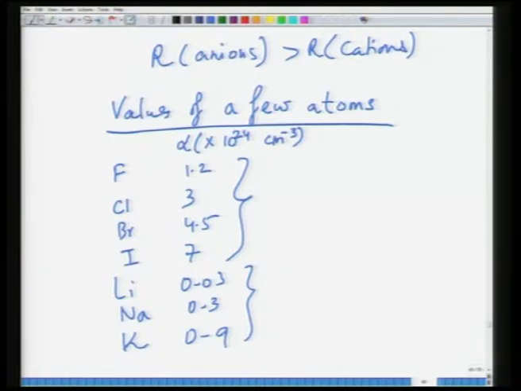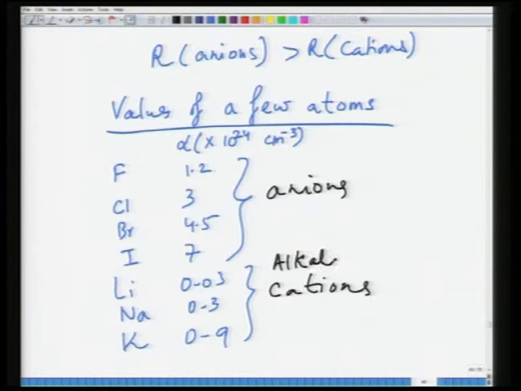However, these are your anions and these are your cations, and these are alkali cations. If you compare these alkali cations with these halogens, you can see that polarizability in case of cations is much smaller, and this is again typically due to the smaller size of the cations.